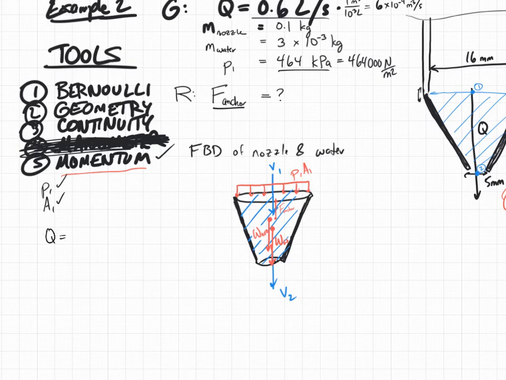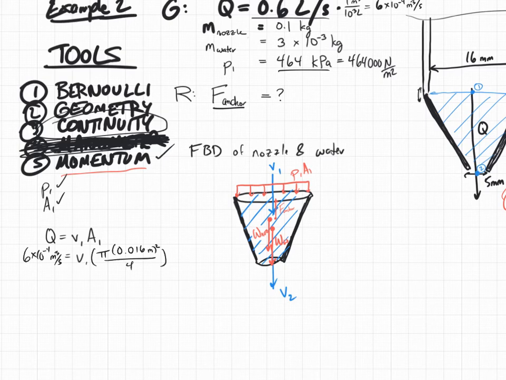Well, I'm going to use a little continuity here and say Q equals V1 A1. Okay, so V1 is what we're looking for. I forgot to put in the Q. Q is 6 times 10 to the negative fourths cubic meters per second, or CMS. And A1 is pi times 0.016 meters squared, divided by 4. Woo-wee, that's a small area.